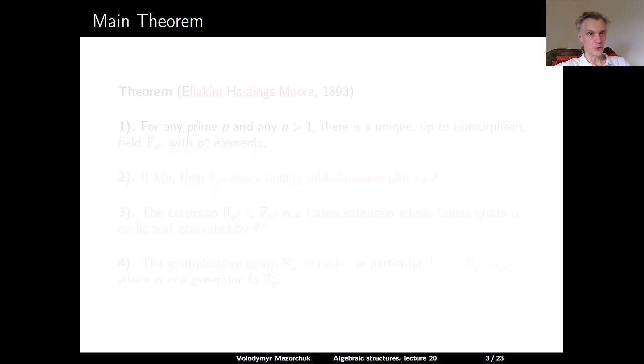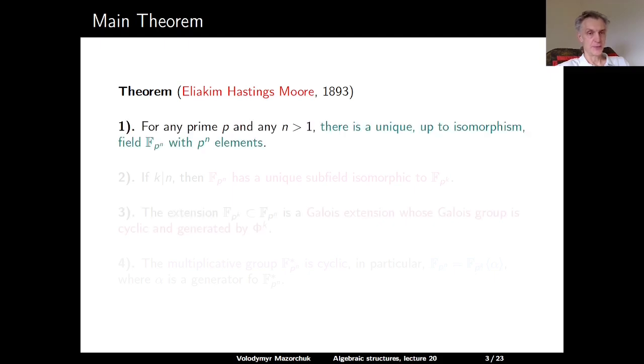Now we are ready to formulate our main theorem, which is due to E.H. Moore, and he proved it in 1893. Claim 1. For any prime p and any positive integer n, there is a unique, up to isomorphism, field F_{p^n} with p to the power n elements.